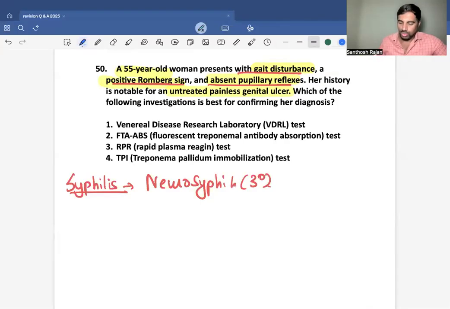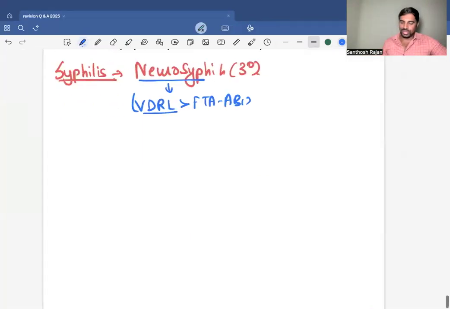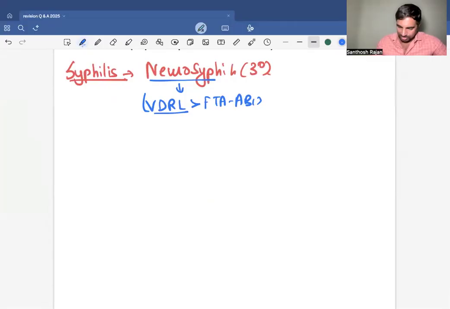And you know that for tertiary syphilis, the best test is always VDRL. First test is VDRL, followed by FTA-ABS you can use. So the question is best for confirming the diagnosis, of course, Venereal Disease Research Laboratory. That's all. This much only. So very simple and easy. Only one thing. This we finish.